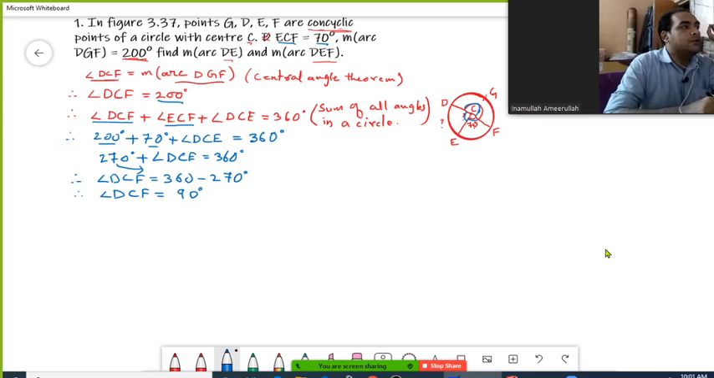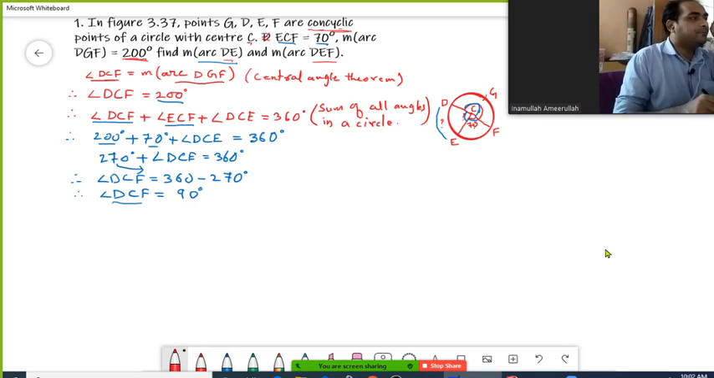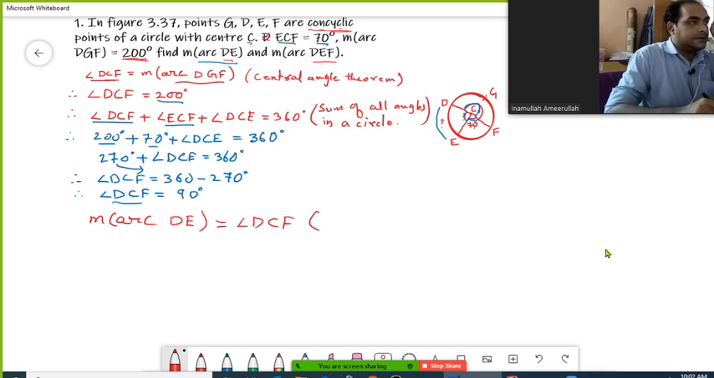Now we need to find the major arc DE. In order to find DE, we need this angle DCE, which we have now. So here I can say major arc DE is equal to angle DCE. Same reason, central angle.